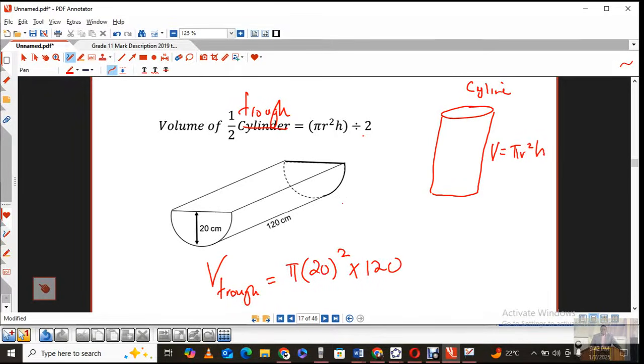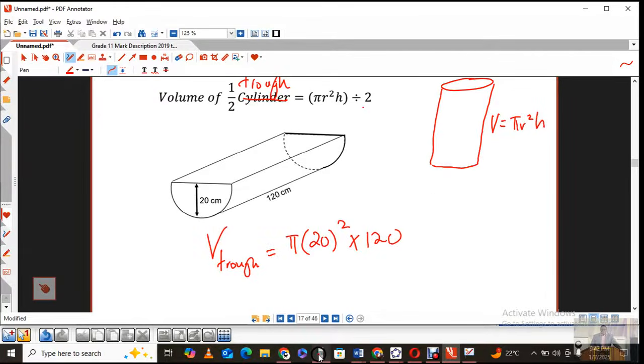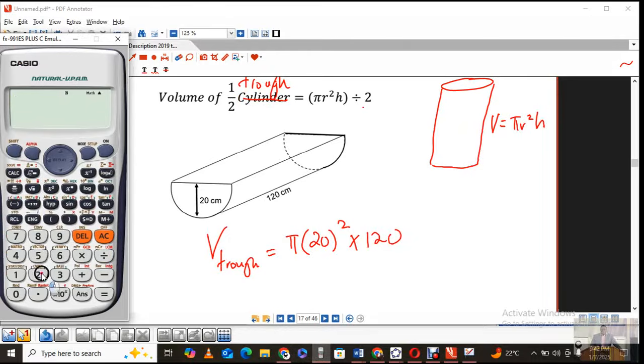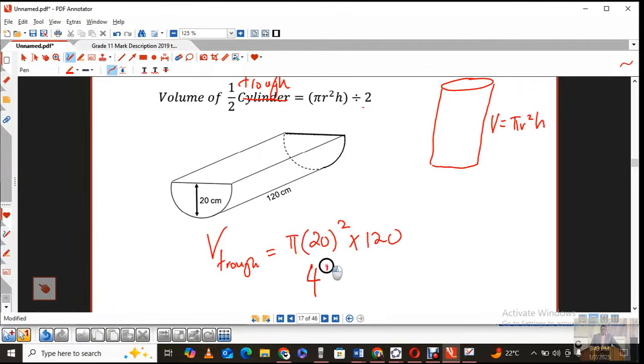Okay, right. So nothing to be afraid of. You just take your calculator, you multiply and say 20 squared, that's 400. 400 times 120, it's 48,000. 48,000 times pi. Of course, there's a little problem. We are still supposed to divide our answer by 2. So the answer here will be 24,000 pi.